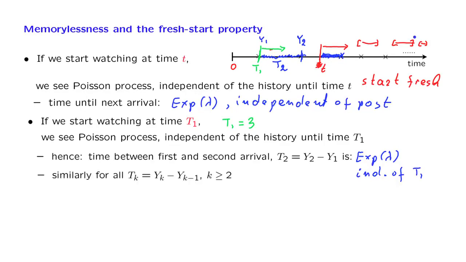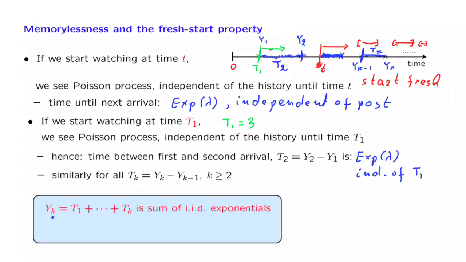Now we can extend this argument and look at the kth inter-arrival time. For example, if the arrival numbered k-1 occurred here and the kth arrival occurs here, this difference we denote by tk. By arguing in a similar way that the process starts fresh at this particular time, the time until the next arrival will also be an exponential random variable with the same distribution, and furthermore independent from the past history and therefore independent from the earlier inter-arrival times. And this has lots of important implications. For example, the time until the kth arrival, which is the sum of the first k inter-arrival times, is a sum of independent, identically distributed exponential random variables.